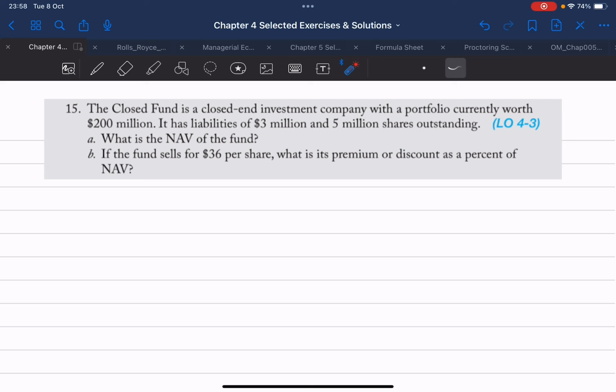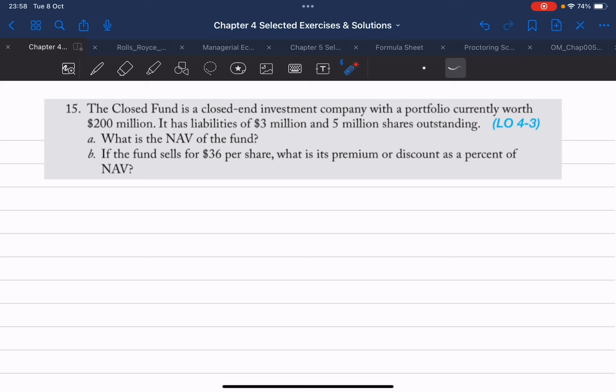The question says, the closed fund is a closed-end investment company. This is the name of the fund, by the way, but it's conveniently called closed fund. With a portfolio currently worth 200 million. It has liabilities of 3 million and 5 million shares outstanding. What is the net asset value of the fund? That's the first requirement. And then B, if the fund sells for $36 per share, what is its premium or discount as a percent of NAV?